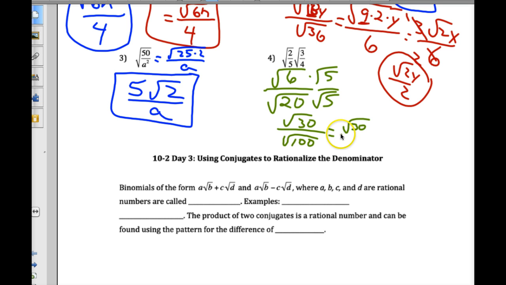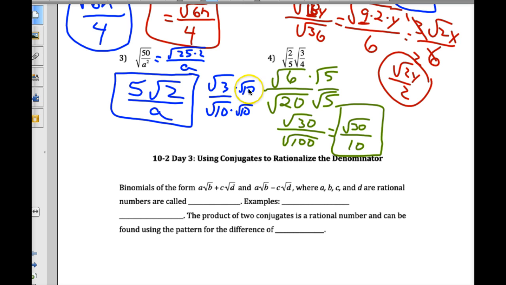Radical 30 over 10 is the final answer. But why would you divide them both by 2 there? You have the radical 3 over radical 10, and then you multiply by radical 10 over radical 10, and you get radical 30 over 10 that way as well. That is the shortest way. I like that way. That was good.